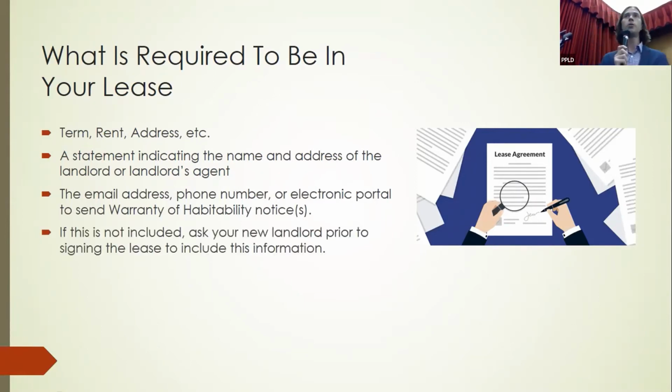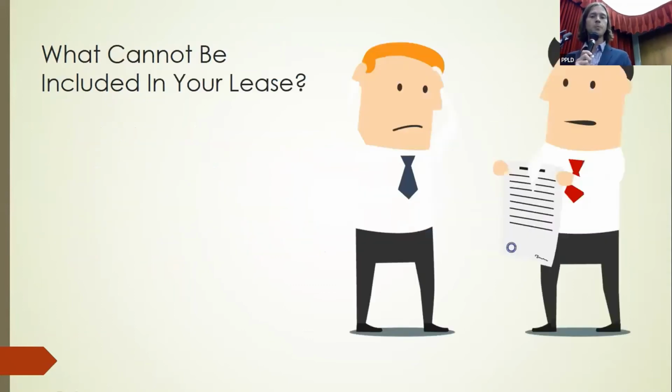Again, it's not included. Ask what that information is. It's a contract. You can take a blank piece of paper, write addendum on the top of it, sign it, and then staple it to the back of the lease as well. That's likely going to be binding because it's a writing signed by both parties.